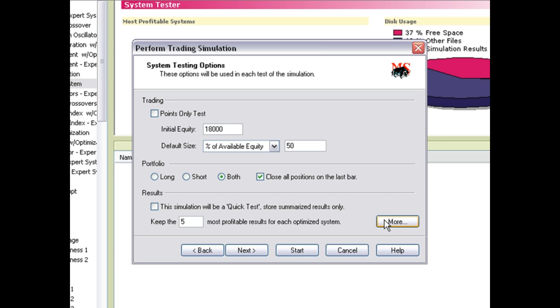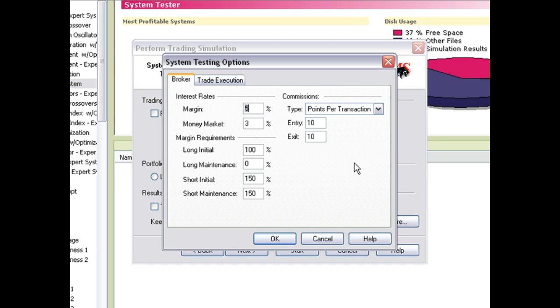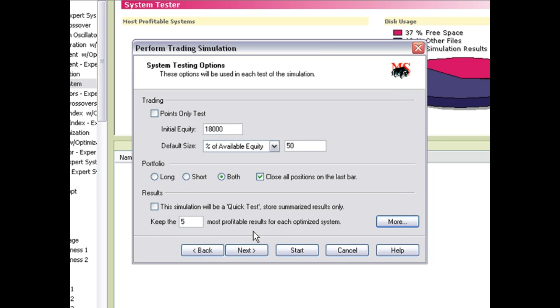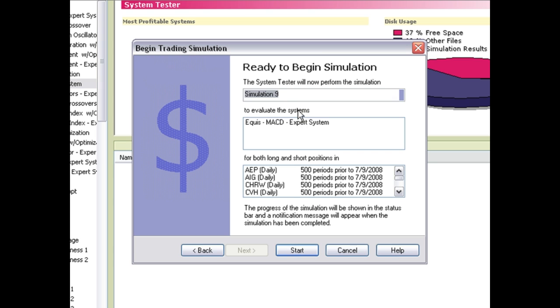And now I can come down into the system tester and tell it even more information. When I'm getting in and out of a trade, I have a transaction cost. I can tell the system tester how much it cost me to get into a trade. Say it cost me $12 to get in, $12 to get out. That's an important part of the system testing process because it takes that money that it cost me to get in and out of the trade. Let's click OK there. Go ahead and hit next. And then I can name my simulation so I can look at it later if I want to. Let's call this our MACD test.